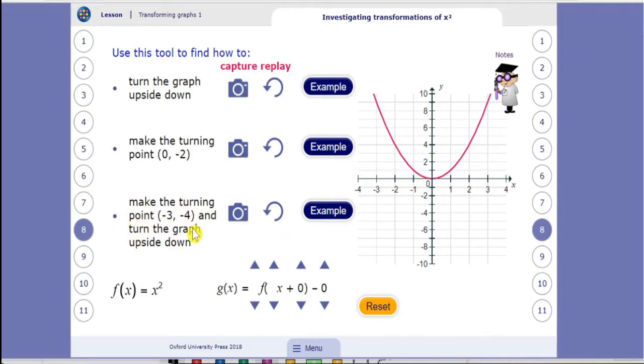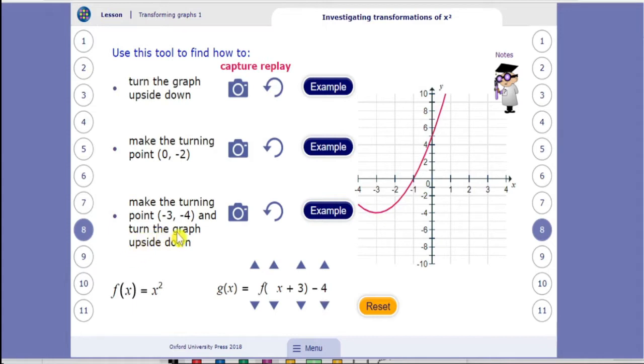Make the turning point negative 3, negative 4. Negative 3 means from 0 it's going backwards, so I'll have to add 3 units. And then negative 4 means it's going down, so I'll have to subtract 4 from the output. And now you can see that the new turning point is at negative 3, negative 4.